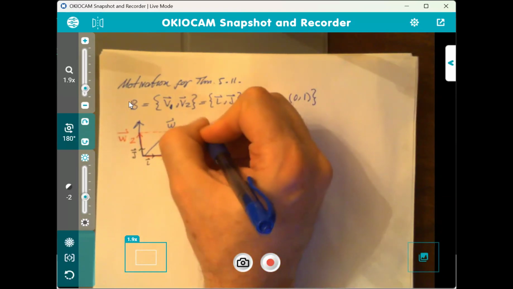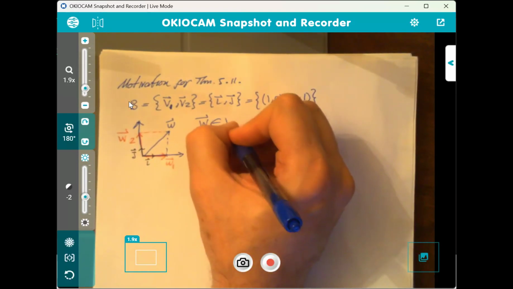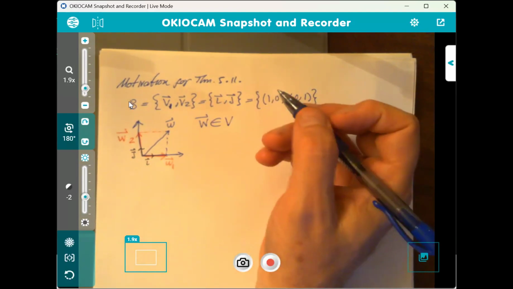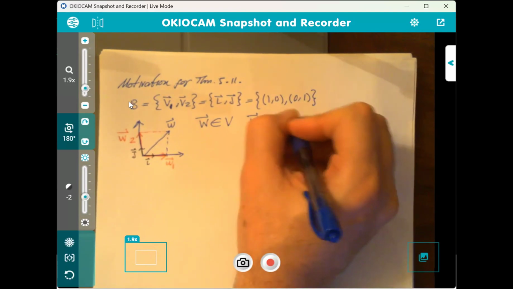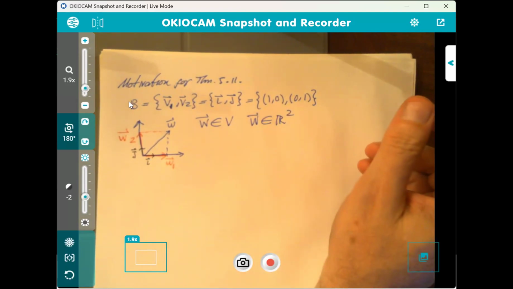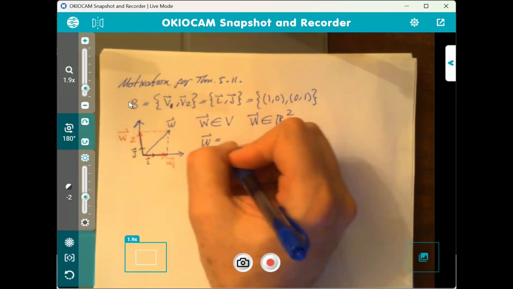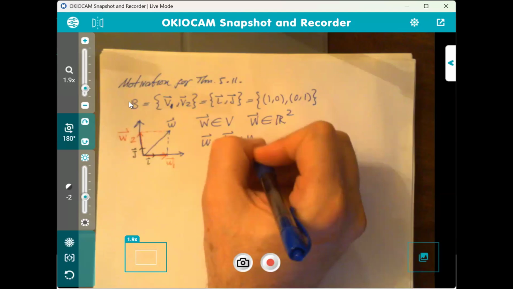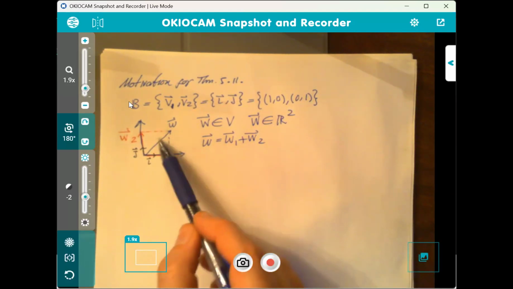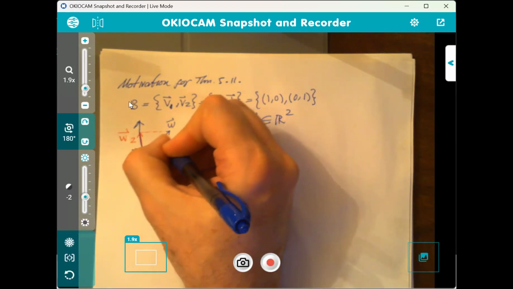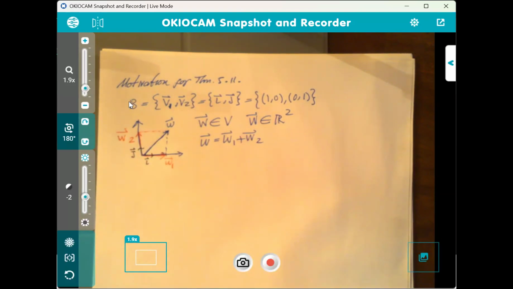First, my W is in an inner product vector space. My W is in R2. That means a two-dimensional vector. So if you look at vector W, we can break it into two components, W1 and W2, right? A horizontal and vertical component, and W is going to be the sum of these two vectors.